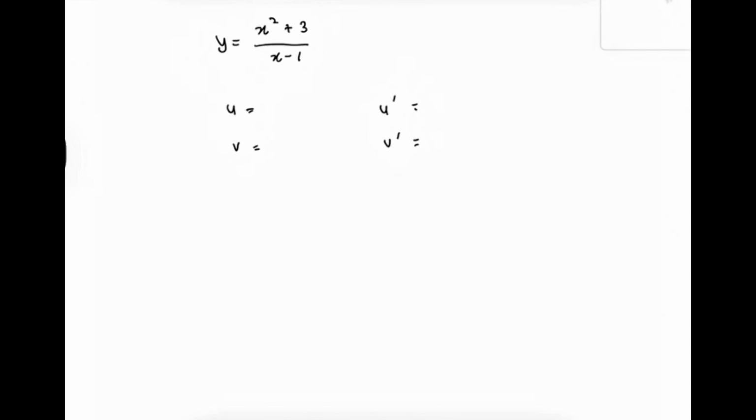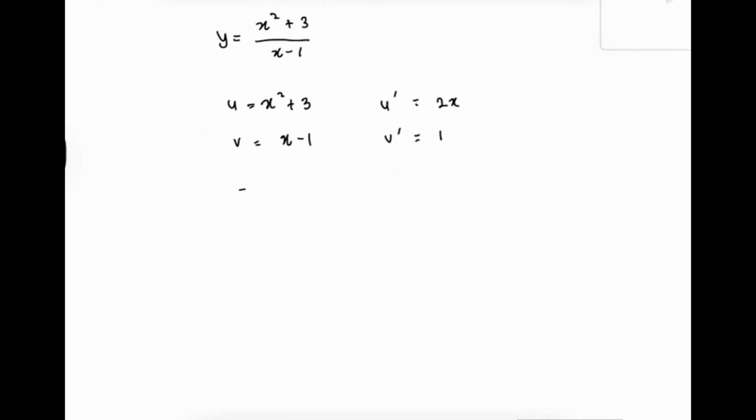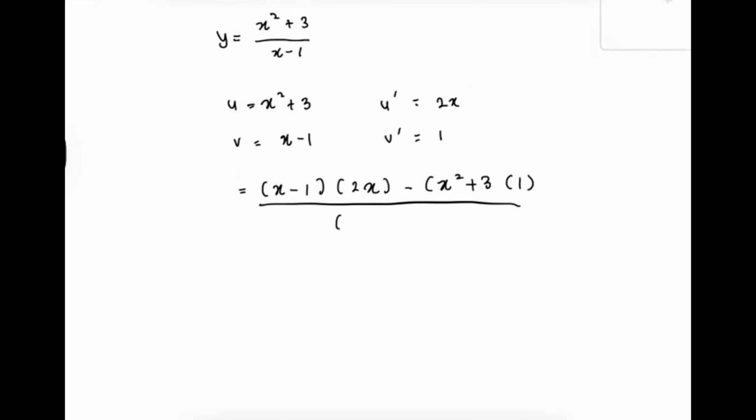So u is x to the power of 2 plus 3 and our v is x minus 1. So our u prime is 2x and v prime is 1. So based on the formula, we will get x minus 1 times 2x minus x to the power of 2 plus 3 times 1, over x minus 1 to the power of 2.